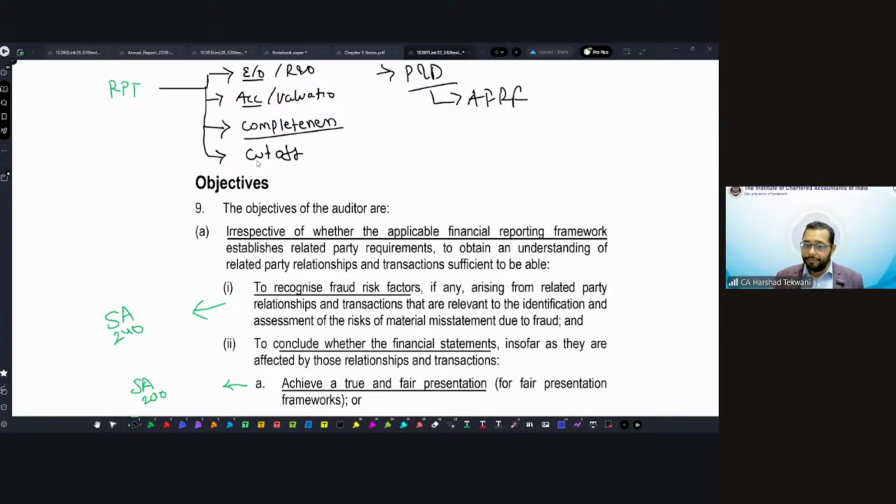For example, I'll simply explain with examples. Let's start with the existence and occurrence or completeness. To understand the completeness, first of all, I will ask for the related party list. Okay, tell me who are the related parties. I'll ask for the related party transaction list. Tell me what transactions you have done with them. Second, what will you do to ensure completeness? Now I got the list. After having the list, what else?